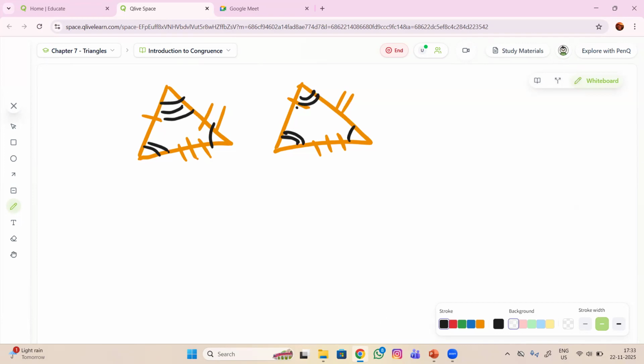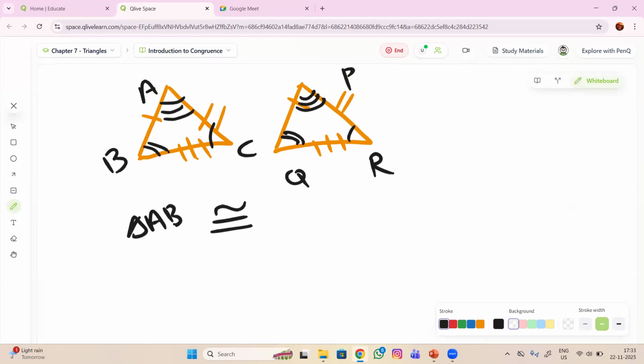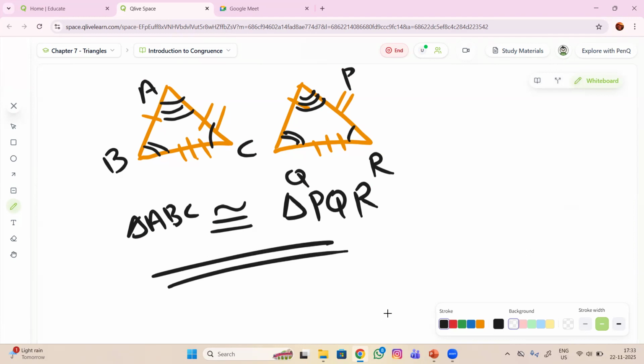Is it clear? So we can say that these two triangles are congruent to each other. If we name this triangle ABC and PQR, and the three angles and three sides are equal to each other, then we can say that triangle ABC is congruent to triangle PQR. This is the proof of this theorem, and this is the definition of congruence of triangles. Is it clear?